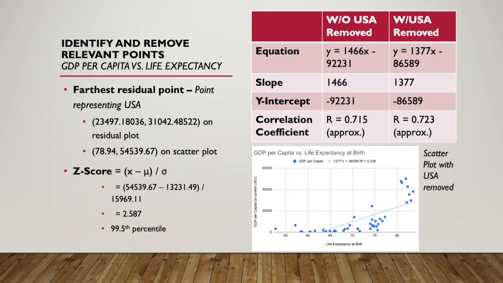Its removal results in a line of best fit that better fits the data, as evident by the higher R value, indicating a stronger positive relationship between the two variables. The smaller slope shows a slower rate of increase for GDP per capita relative to life expectancy at birth, when the USA's incredibly high outlying GDP per capita value is removed from the data.